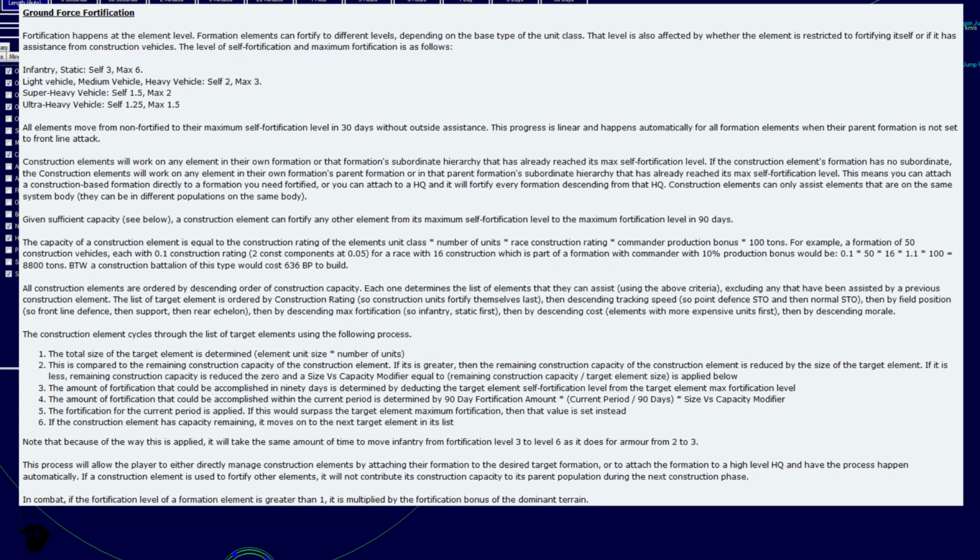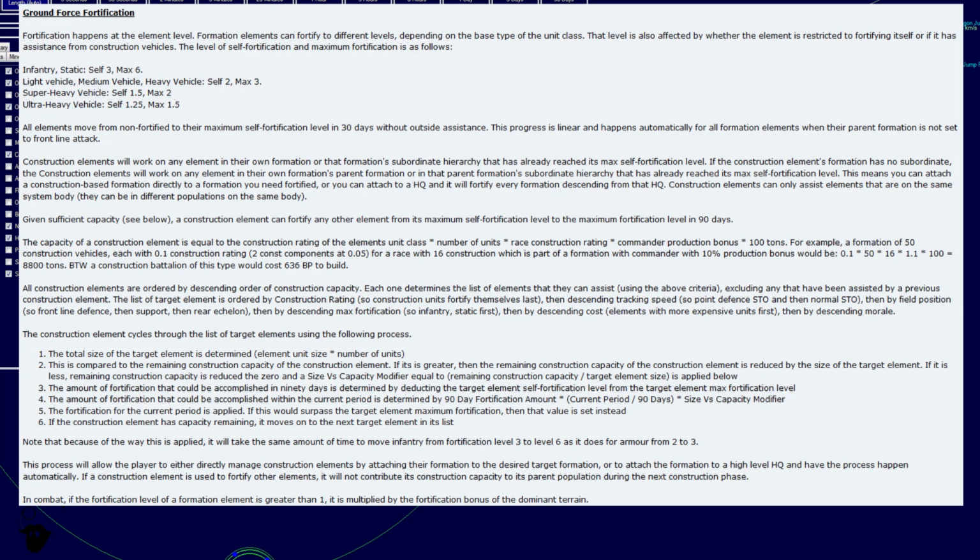For example, a formation of 50 construction vehicles, each with 0.1 construction rating, or 2 construction components at 0.05, for a race with 16 construction, which is part of a formation with a commander with 10% production bonus, would be 0.1 times 50 times 16 times 1.1 times 100, or 8,800 tons. By the way, a construction battalion of this type would cost 636 BP to build. Numbers, of course, always subject to change.